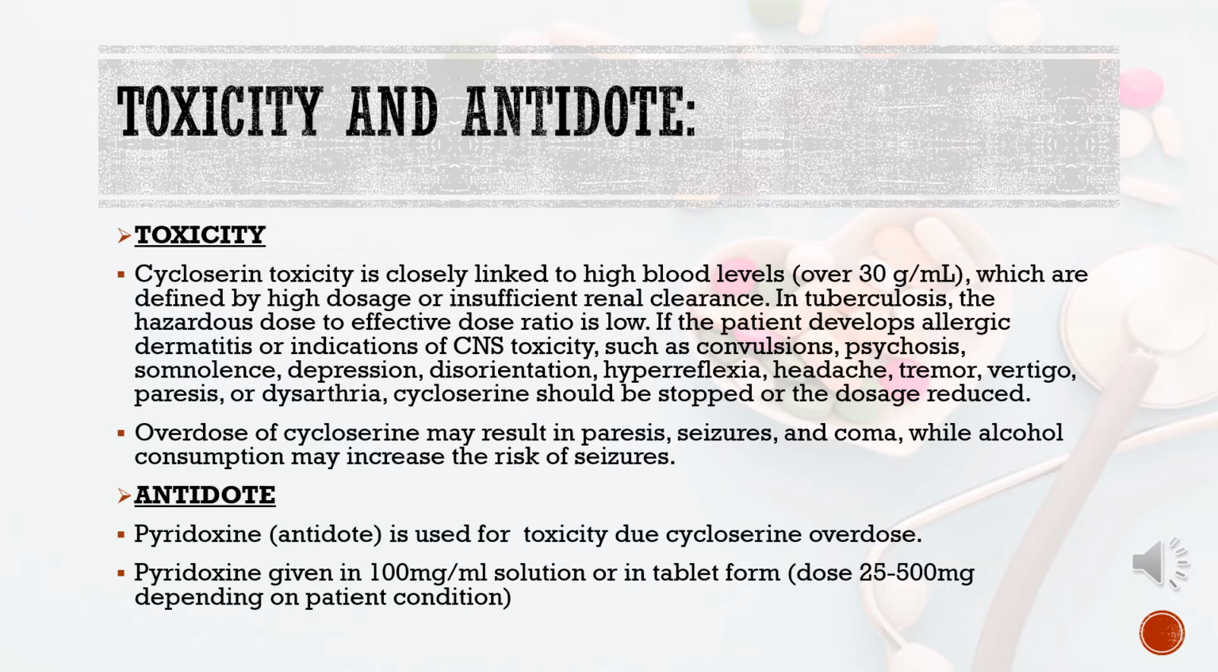The antidote for cycloserine is that if toxicity occurs, then pyridoxine is given as an antidote in the dose of 100 mg per ml in solution form, or if it is in tablet form, then the dose should be adjusted between 25 to 500 mg depending upon the toxicity or the condition of the patient.